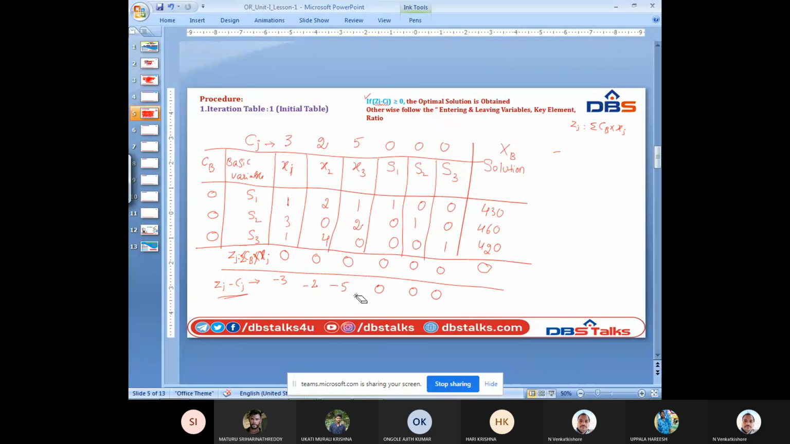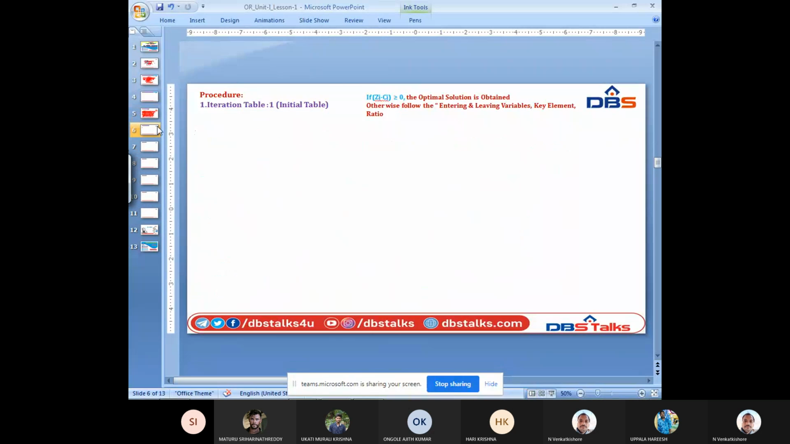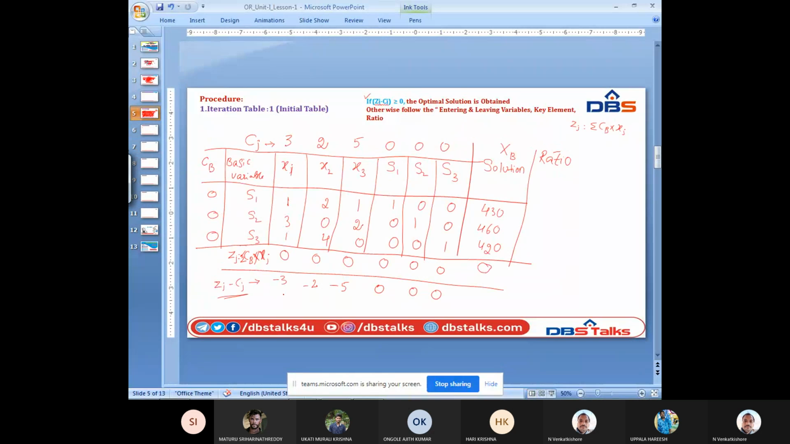So what we have to do is make the condition called ratio. How will the ratio be? What is the most negative value? At least one negative means we have to go for the same procedure. All the values of Zj minus Cj are to be greater than or equal to 0. If any one of the variables has a negative, we have to eliminate that negative. So here we are having three negatives.